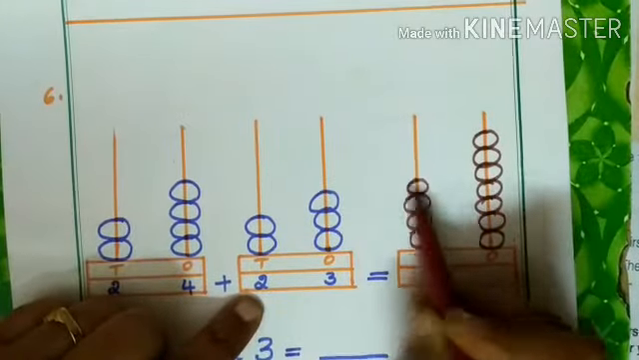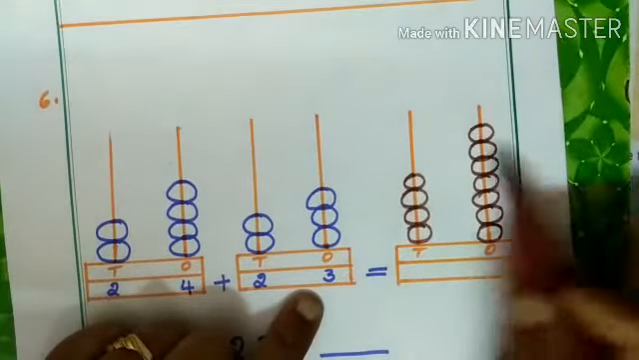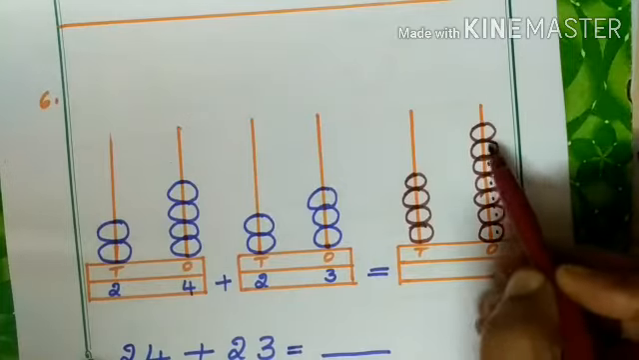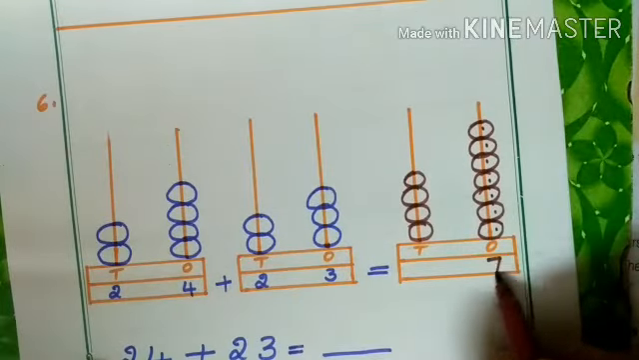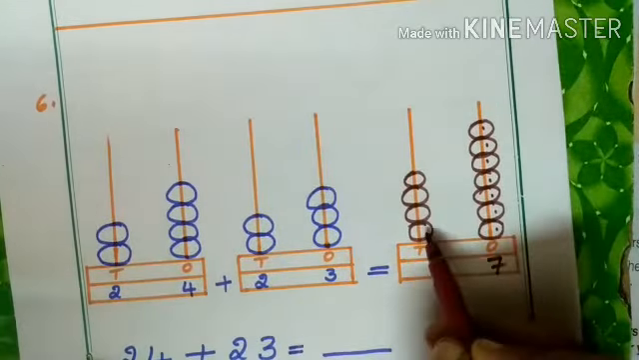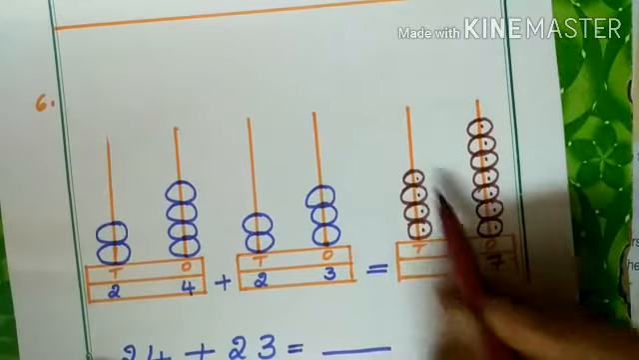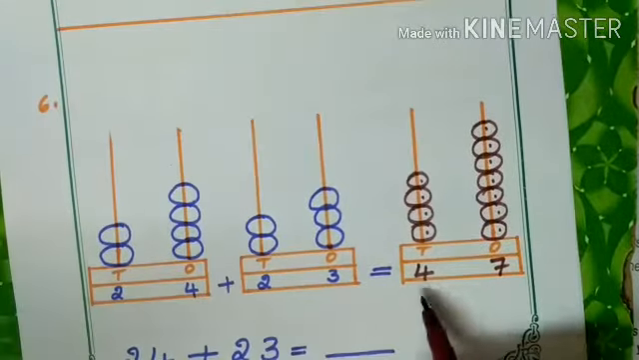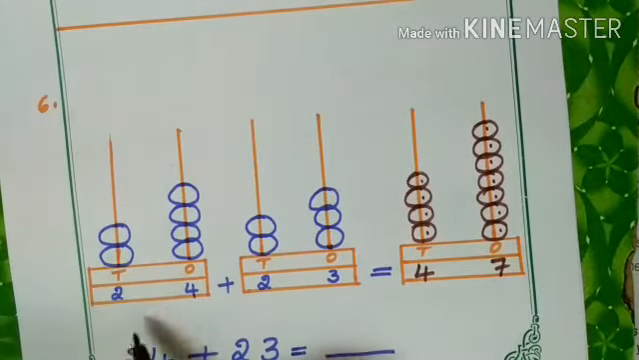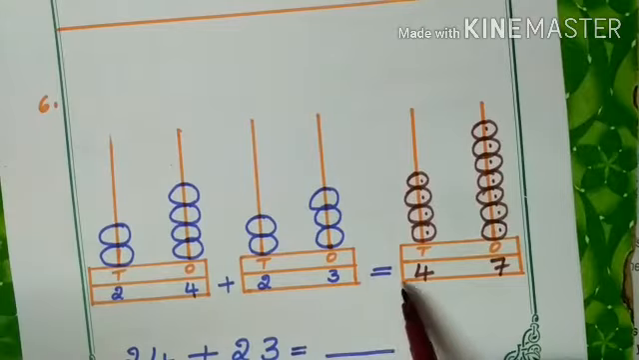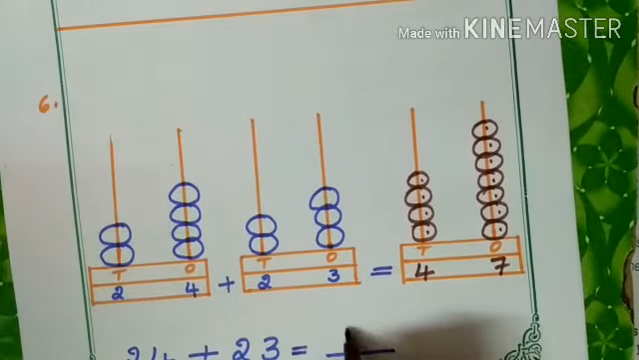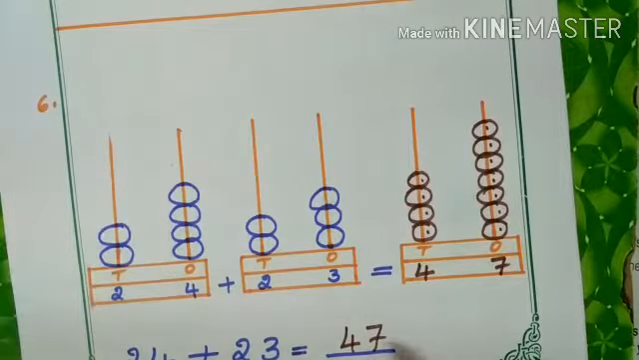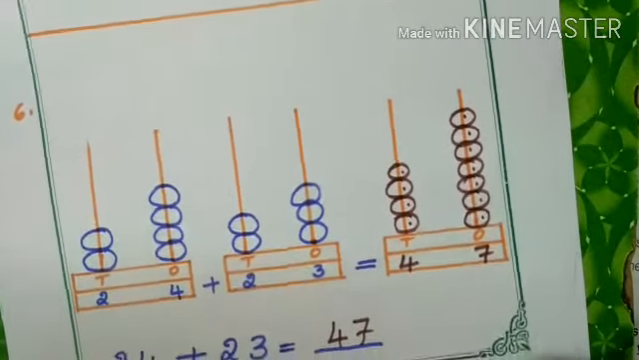And here 2 beads are there. Now you count the total number of beads. 1, 2, 3, 4, 5, 6, 7. We will write here 7. In 10's place, 1, 2, 3, 4. There are 4 beads in 10's place. Now total beads are 47. Here 24 plus 23 equals 47. Yes, the sum is 47.